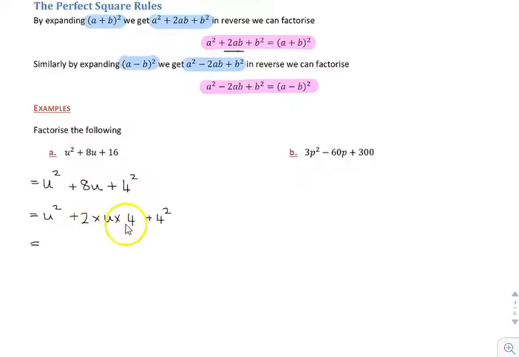So 2 times u times 4, because this works to give us 8u, we can then factorize this to (u plus 4) all squared. I say plus 4 because we're dealing with 2 positives in our equation.